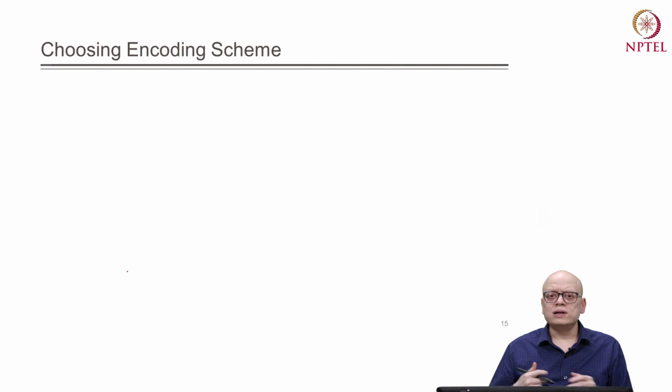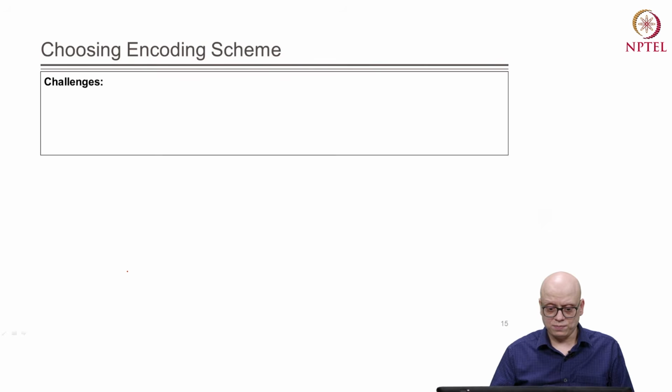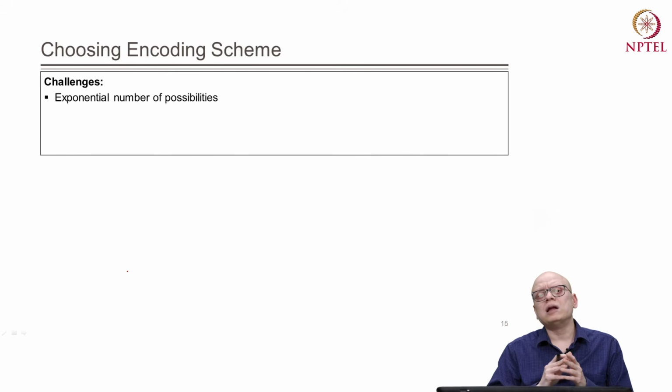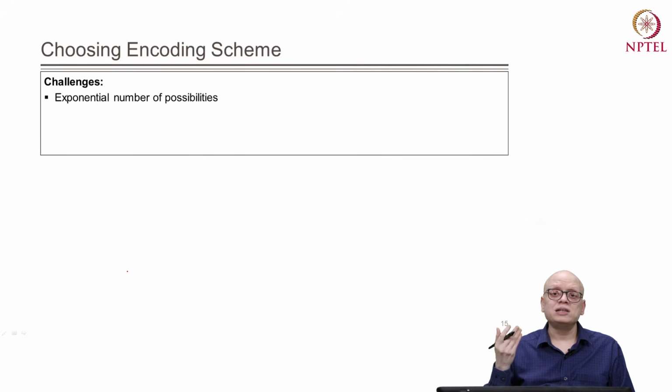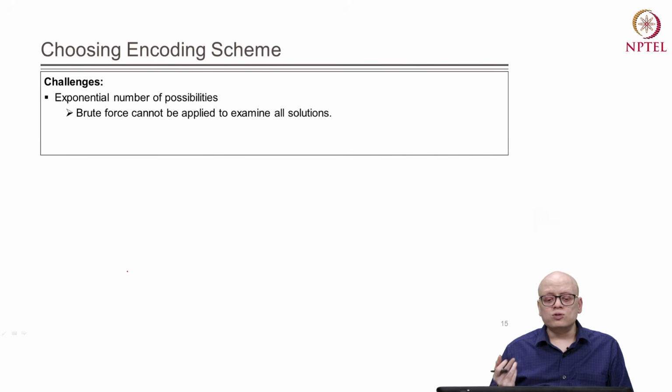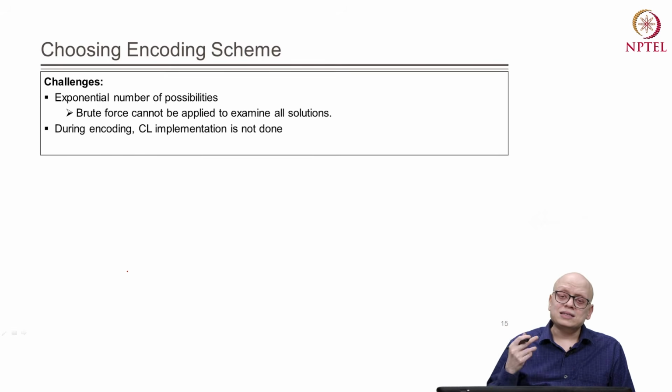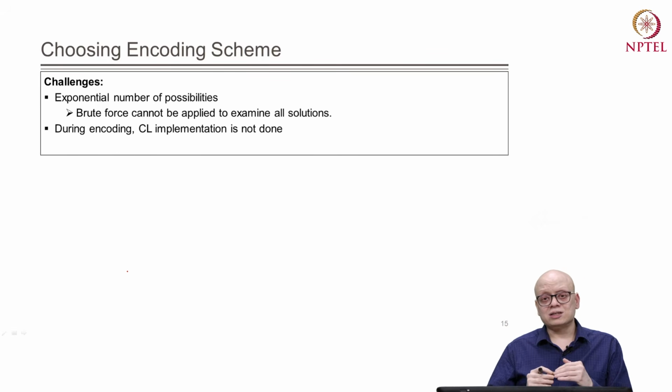Now, given an encoding length, how do we find or choose a good encoding scheme, right. The challenge is that the number of possibilities is huge. Say if there are 50 states and 50 state bits, then there will be an exponential number of possibilities in which we can assign or encode states with 50 bits, right. So, brute force of course cannot be applied in these cases to examine all the possibilities and come up with a solution, right.